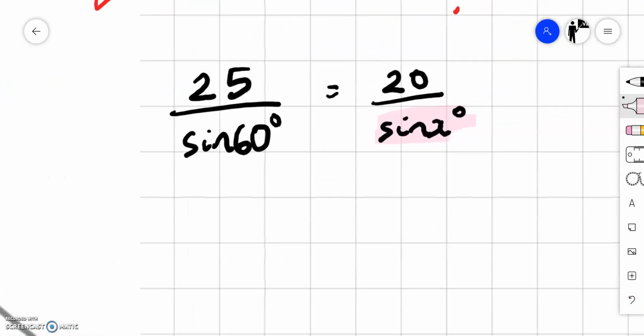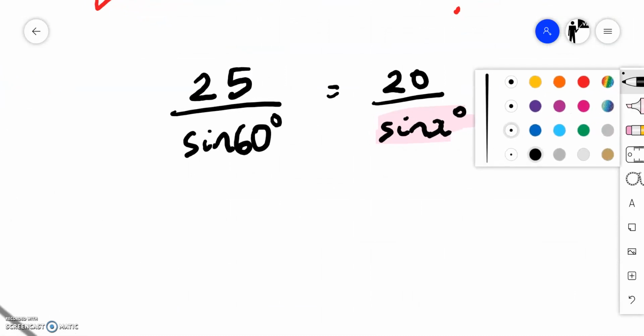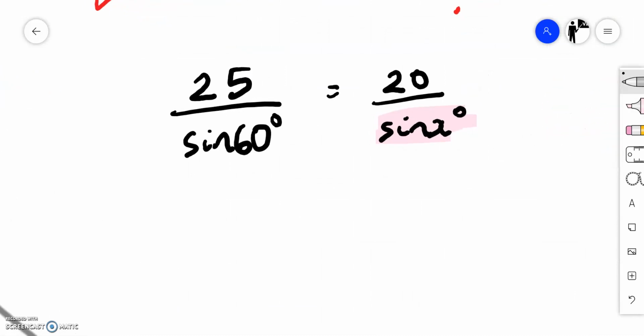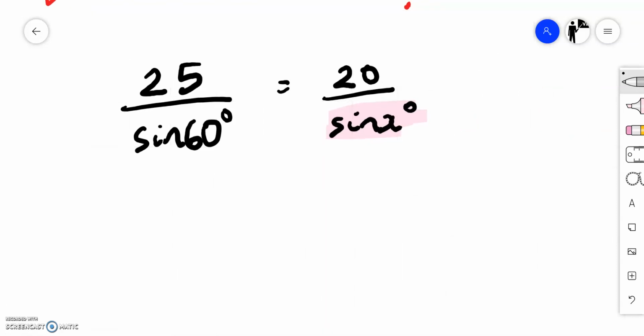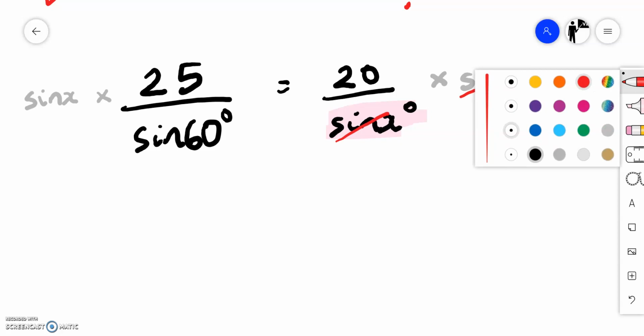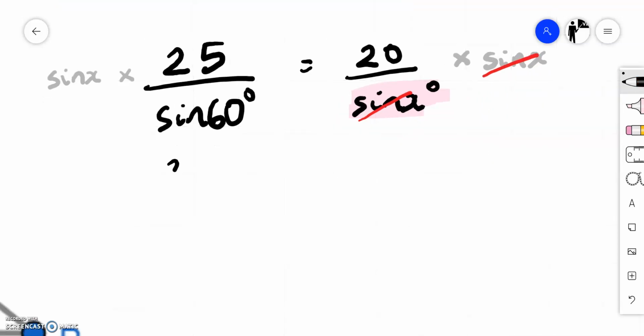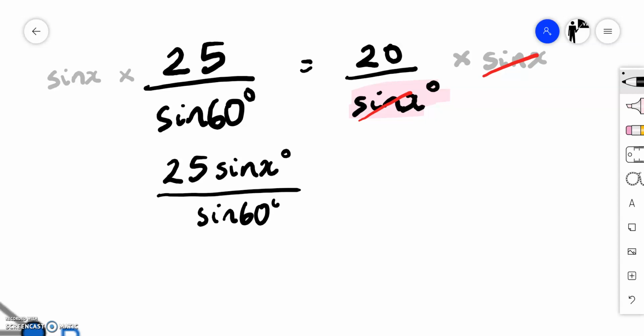Essentially, we want to get to a situation where we've got sine x equals. At the moment, sine x is on the denominator. So to remove it from the denominator, we'll need to multiply both sides by sine x. We do that because this sine x would simplify with this sine x, and I would have 25 sine x over sine 60 equals 20. Okay, so we've now removed the sine x from the denominator.